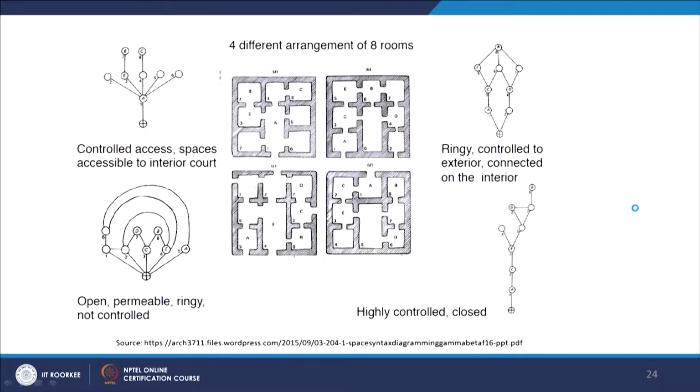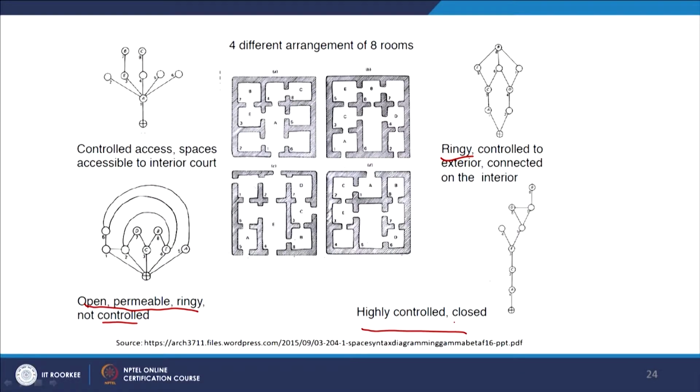And this one has only 1 entrance, and how one can reach is a one-way loop. Now, here what we noticed is in the first option we have controlled access, and because there is a secure point, one enters into it and branches out, and that is how it is accessible. Whereas here it's ringy, controlled to the exterior, connected onto the exterior. Whereas here it's open, permeable, ringy, but not controlled. So in the third option, there is no control. You can go anywhere around, whichever way you like. And this is only a highly controlled, linear pattern.